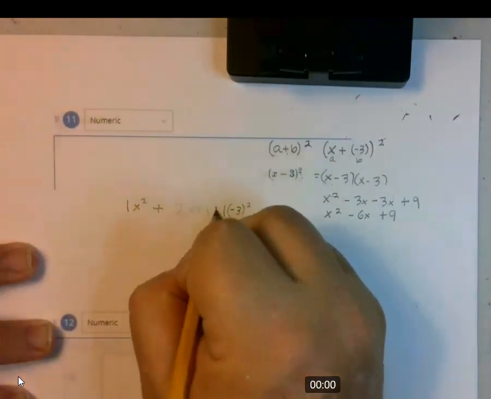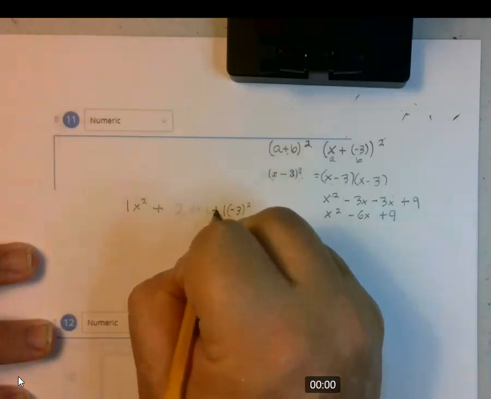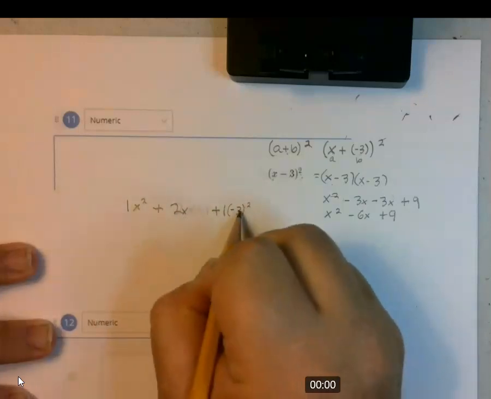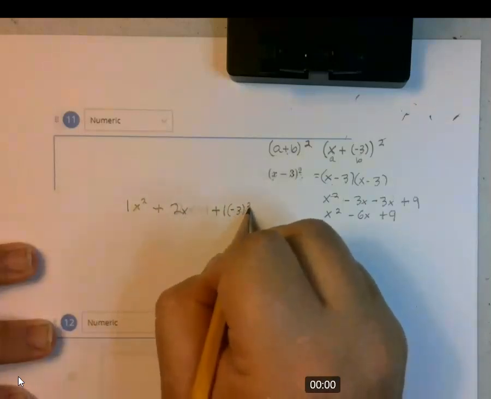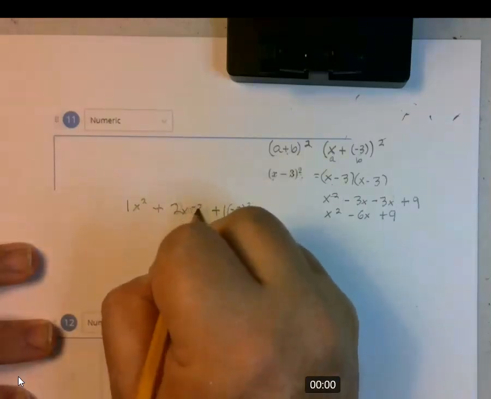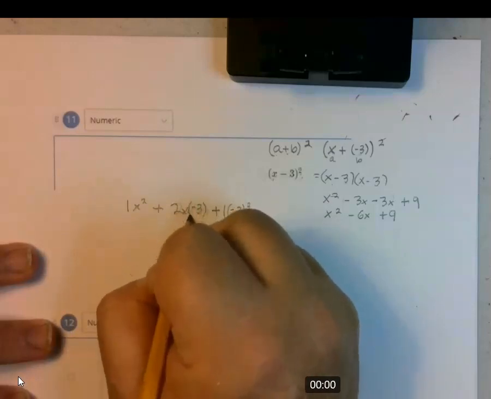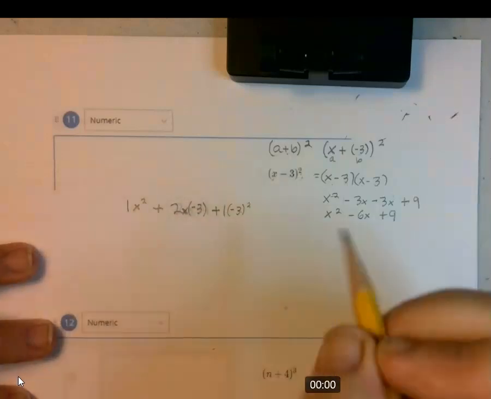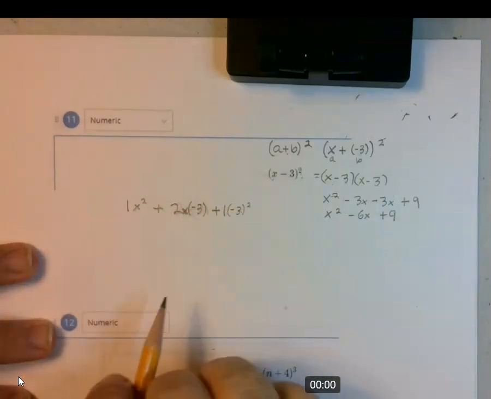You always want to leave a lot of space sometimes because you don't know how much space you're going to need to write something. So I had 2x already, and then I'm coming back b to the second, b to the first. So in this case, that would just be -3 to the first power. And then b to the 0, which would be 1. So let's kind of clean this up.